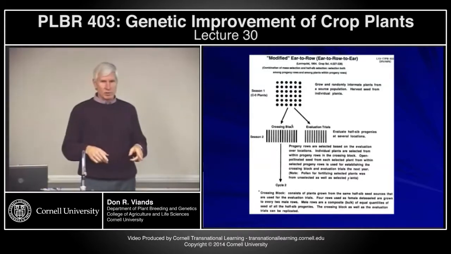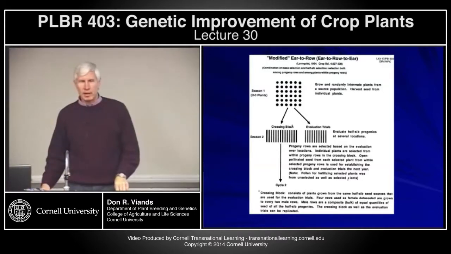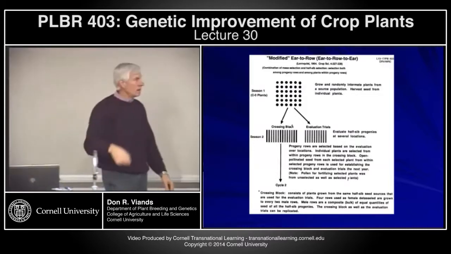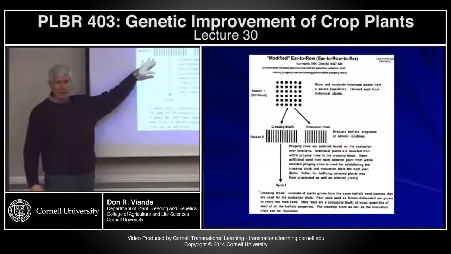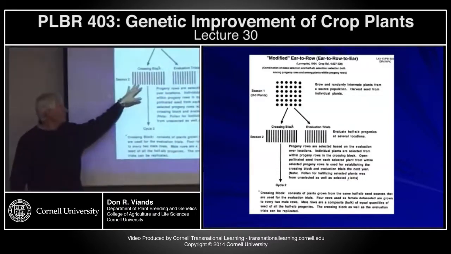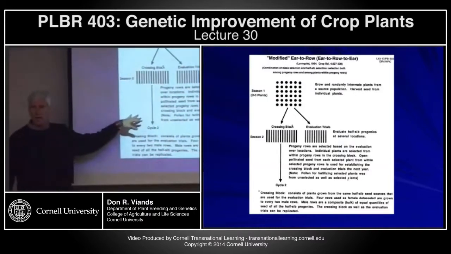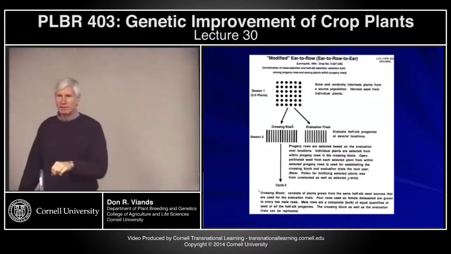Compton was one of his graduate students, and they published a paper in Crop Science, I think in 1976, something like that. And what they recommended as a modification to this, because of the lack of pollination control, is to delay growing out the crossing block until another season and only grow out the superior half-sib progenies.